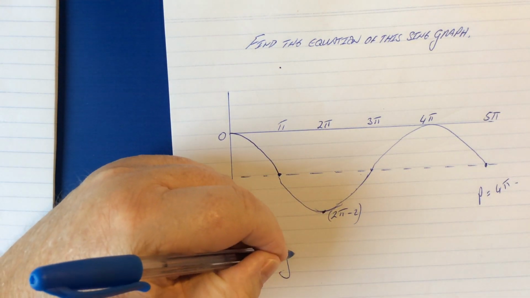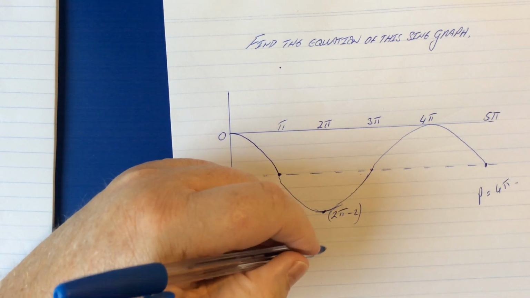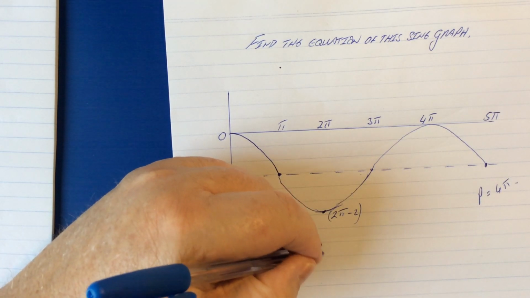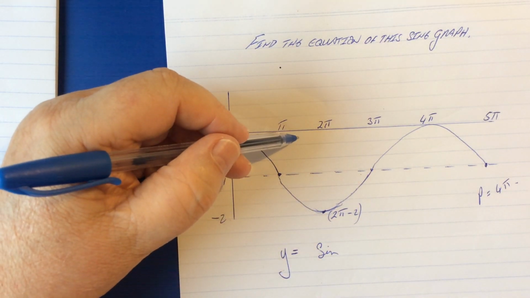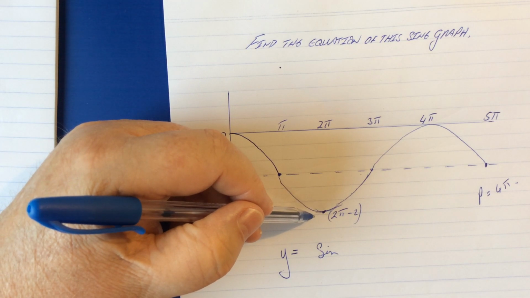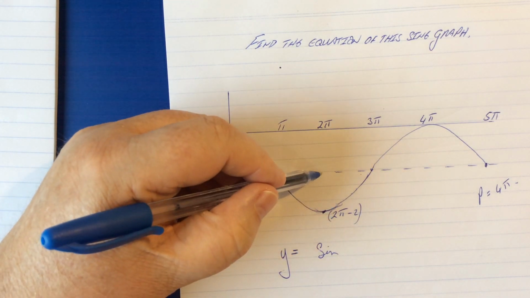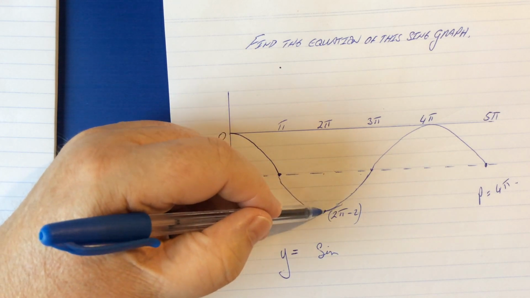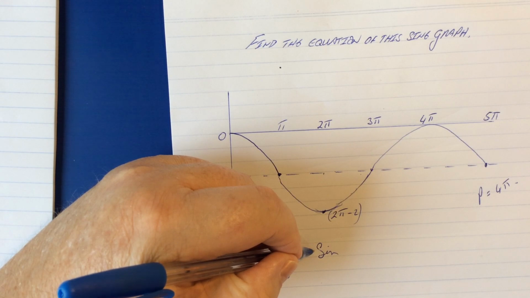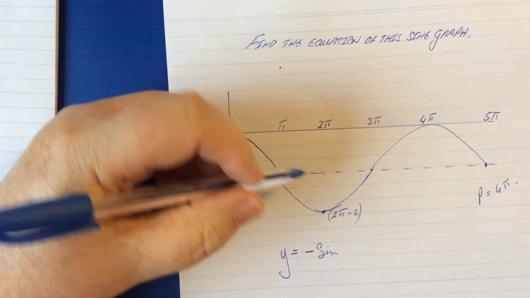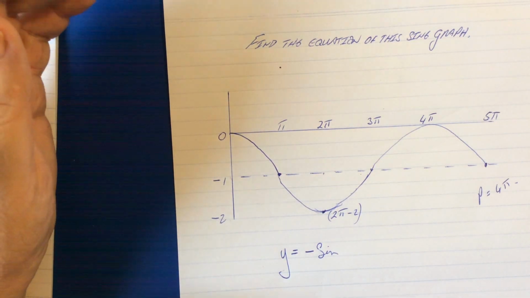So let's see what we've got. We've got a reflection of this, and before I put a number in here and do anything else, I want to check the amplitude, which is 1. So in order to deal with the reflection, all I need to do is put a minus sign, because the amplitude is 1. That has not been changed on this graph.